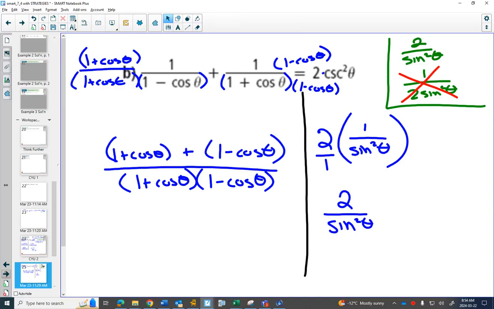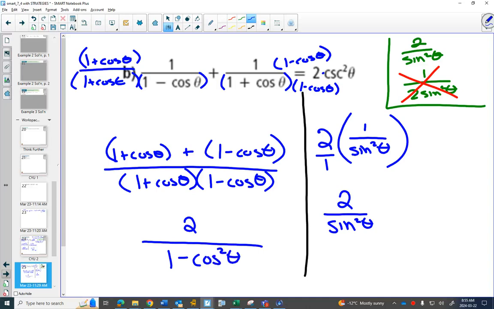Now, on the left-hand side, I got a single fraction. I can do some simplifications here. I hope you see that 1 plus 1 is 2, and the plus cos and the minus cos cancel out. On the bottom, I have a difference of squares. And so I used my main strategy. I changed things to sine and cosine. I got a single fraction on both sides. And now I'm very close.